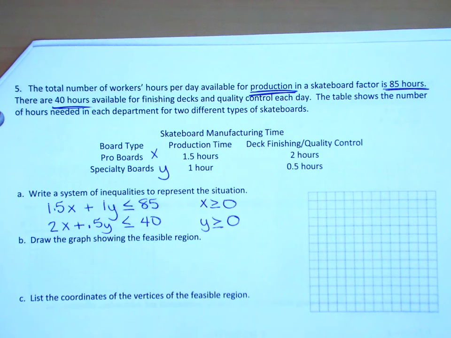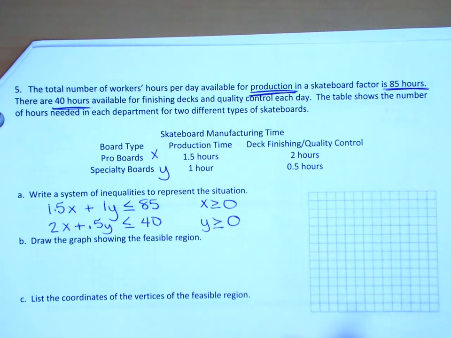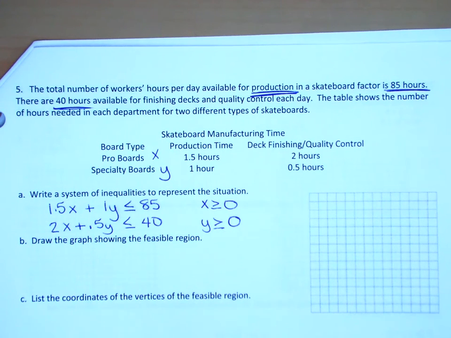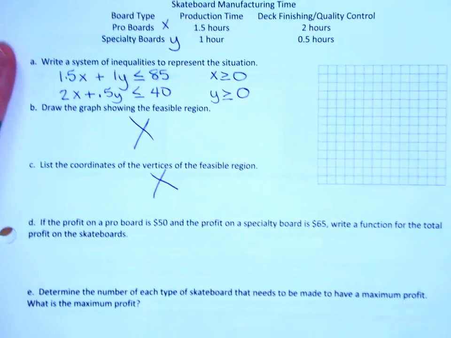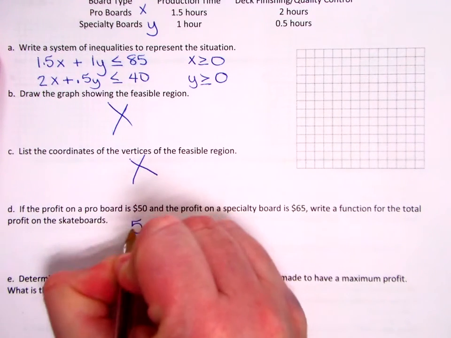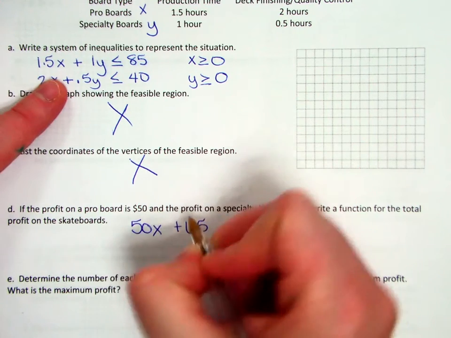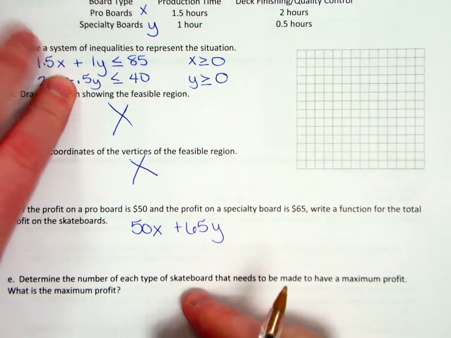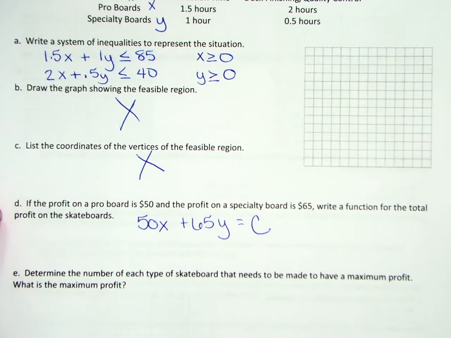From here, with that set of inequalities, you would graph those four, shade them, and state what the region is. You would have to label the y-axis. We're not going to graph, and we're not going to list the coordinates. What we're going to do now is talk about the profit equation. A pro board profit is $50, so $50 times every pro board, plus $65 for every specialty board, equals your profit.